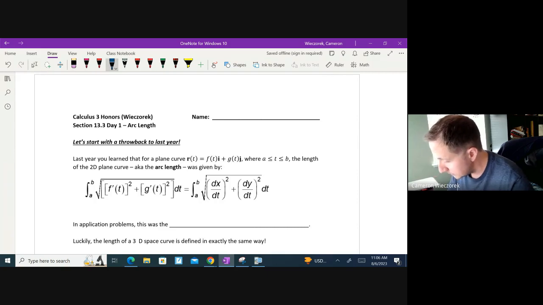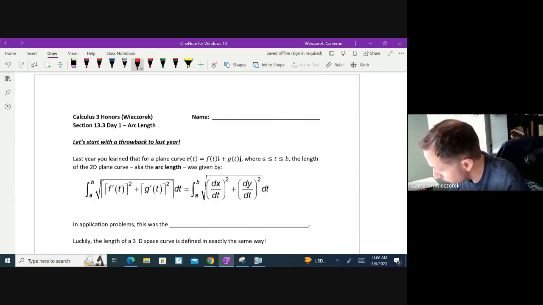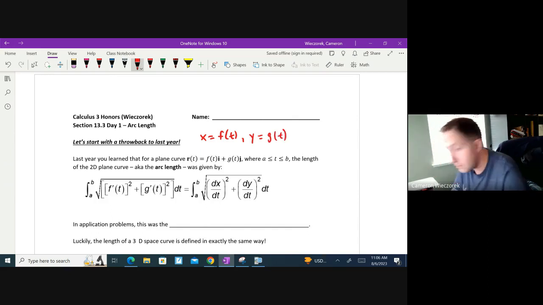Okay. So last year, for a plane curve, let's say we have a vector valued function given by f of t i plus g of t j. So in other words, x is given parametrically by some function f of t, and y is given parametrically by some function g of t, on the interval from a to b, which is our range for the parameter value t.